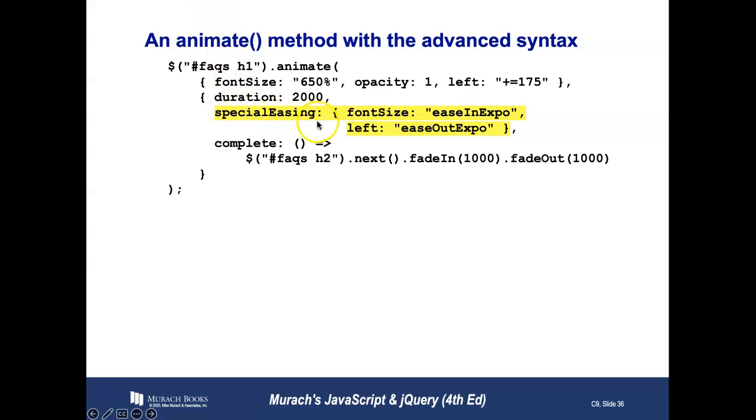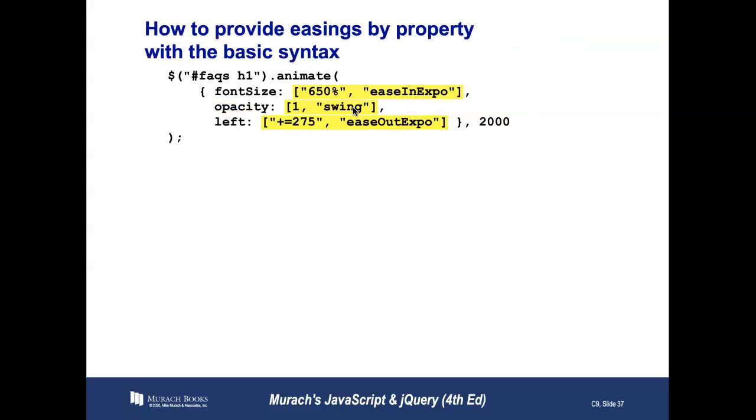You get special easing, font size, ease in, left, ease out. And once it's complete, we run this closure and fade it in next 1,000, 1 second, and fade out 1 second. So special easing is the advanced section there, straight from that easing plugin. So if you use a plugin for your projects, just read the docs. Read the docs, use the sample code, comment it out. That's why you'll see in the final project the requirements call for commenting.